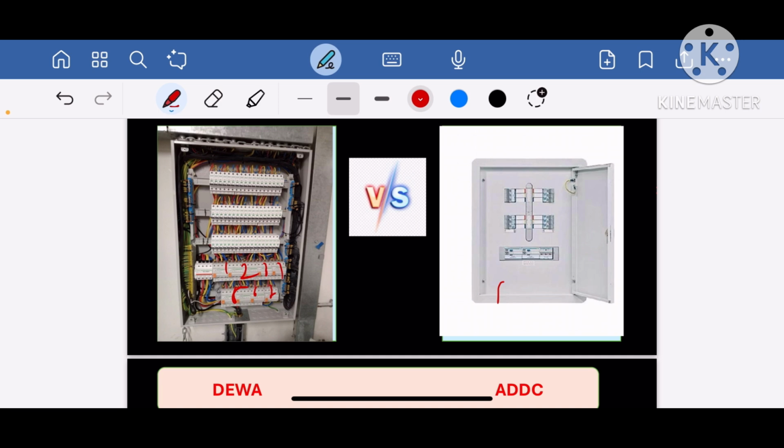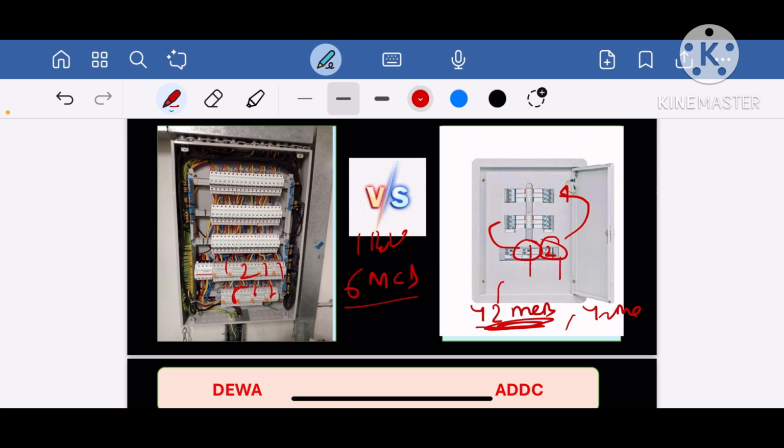Here we have only two ELCB, 1 and 2. One ELCB can control 42 MCBs, and the other ELCB can control 42 MCBs. In case of DEWA regulation, only 6 MCBs can be controlled by one ELCB, but as per ADDC regulation, a maximum of 42 single phase MCBs can be controlled by one section.